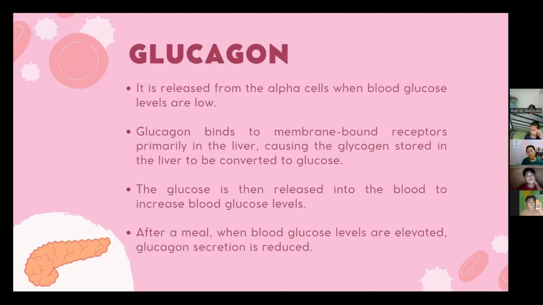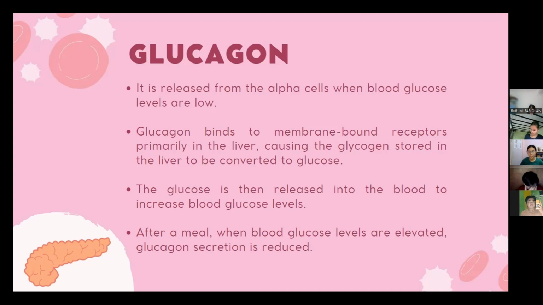The second hormone is the glucagon. So it is released from the alpha cells when blood glucose levels are low. So glucagon is a hormone produced by the alpha cells, which acts as a response to low blood glucose levels, serving as a counter-regulatory hormone to insulin. When blood glucose is low, glucagon is released to stimulate the processes that raise blood glucose.